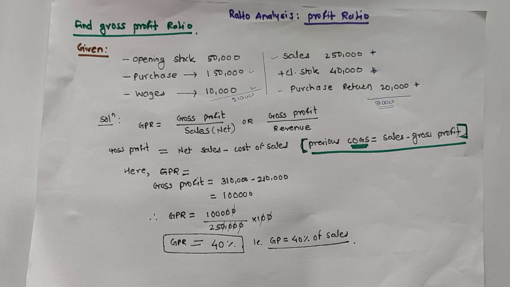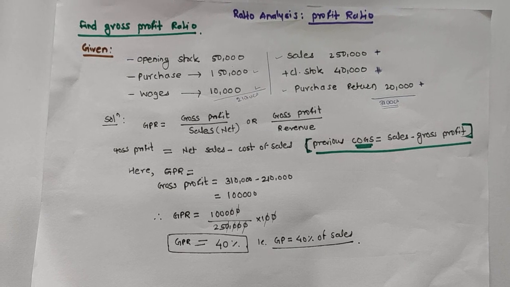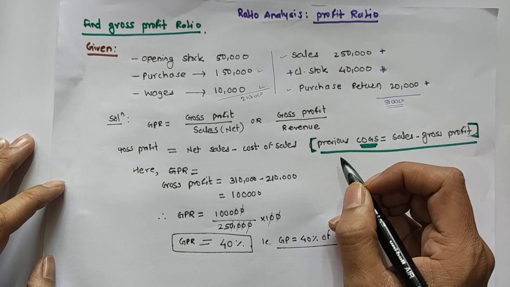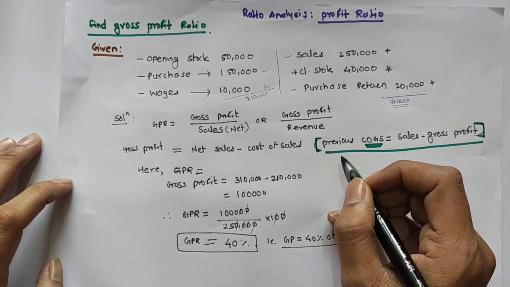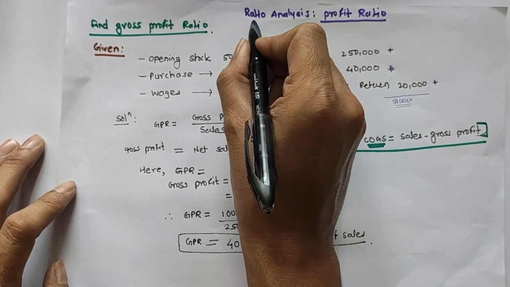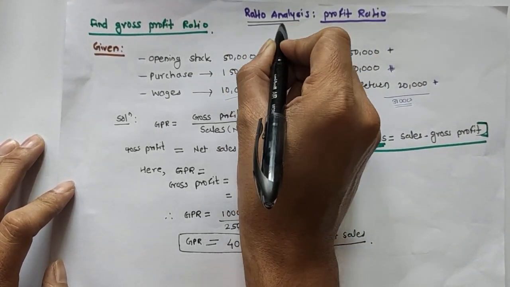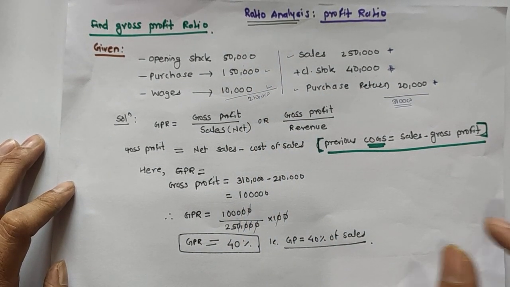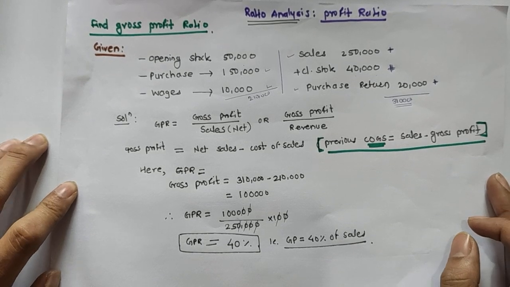Hello friends, in this video we will compute the remaining profit ratio. It is the numerical from ratio analysis, the numericals based on the profit ratio. So let's start with the very first example.